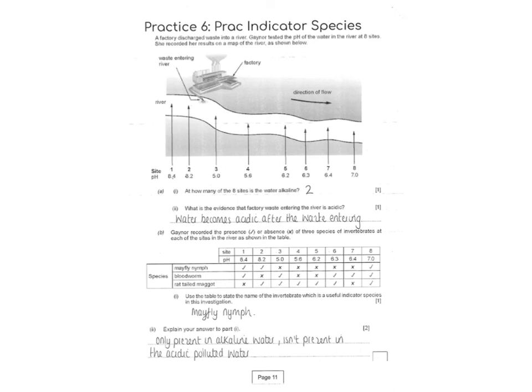Explain your answer to part B. So they're only present in the alkaline water and aren't present in the acidic polluted waters. So if you don't find the mayfly nymph, we know there's pollution inside the water.